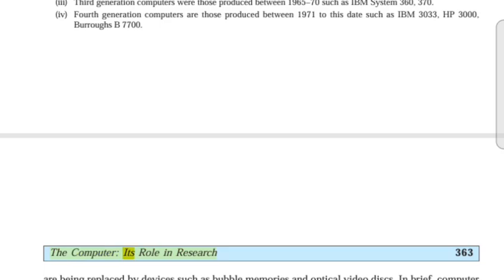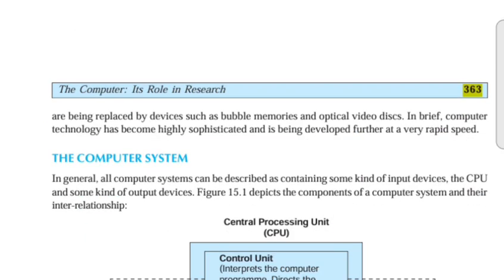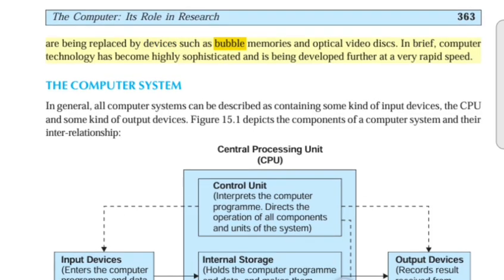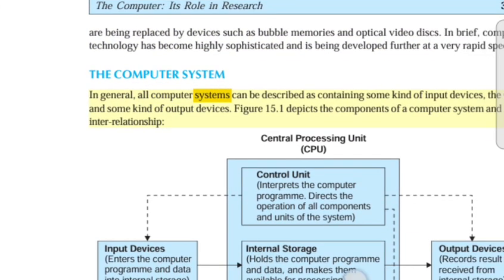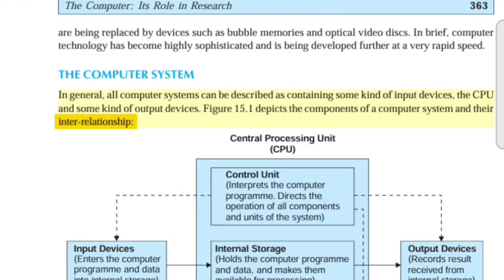The magnetic tapes and disks are being replaced by devices such as bubble memories and optical video disks. In brief, computer technology has become highly sophisticated and is being developed further at a very rapid speed. In general, all computer systems can be described as containing some kind of input devices, the CPU, and some kind of output devices. Figure 15.1 depicts the components of a computer system and their interrelationship.